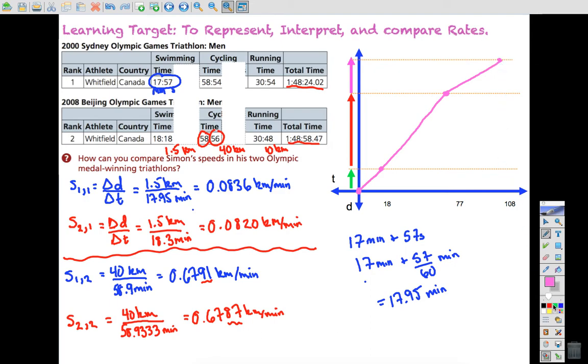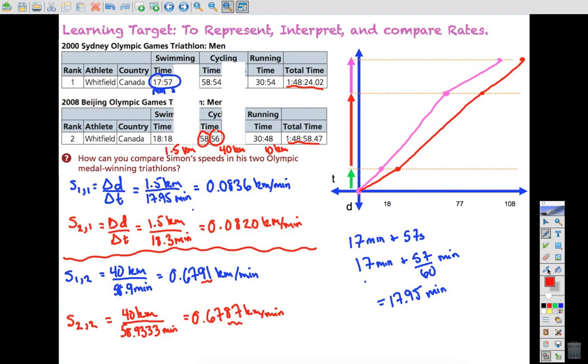Now if we try and do this for the second leg, you'll notice that his time was actually a little bit over 18. So I'm going to go over 18. And the next one is a little bit over 77. So all of a sudden it's over 77. And the next one's a little bit over 108.